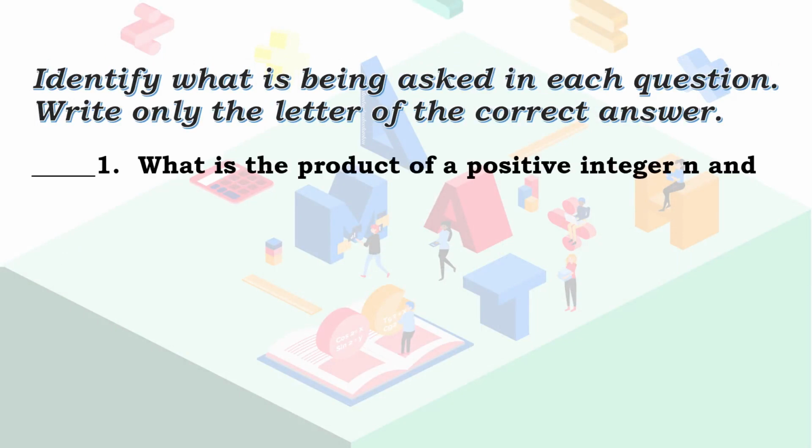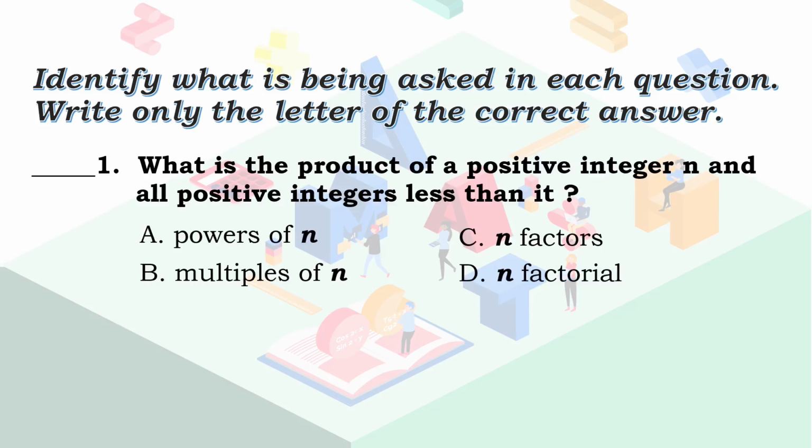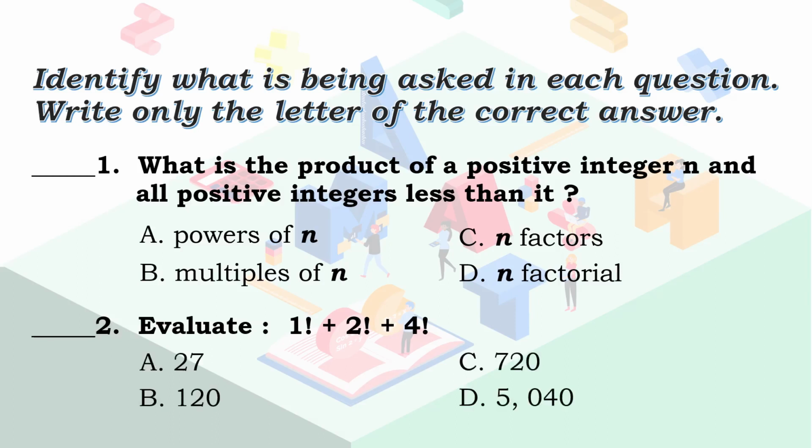Number 1, the question is, what is the product of a positive integer n and all positive integers less than it? A. Powers of n, B. Multiples of n, C. N factors, or D. N factorial. Number 2. Evaluate 1 factorial plus 2 factorial plus 4 factorial. A. 27, B. 120, C. 720, or D. 5040.